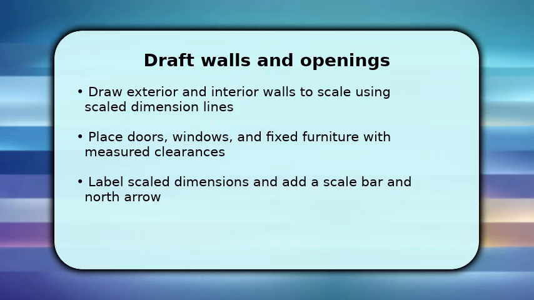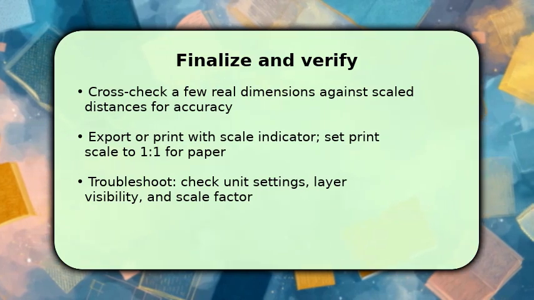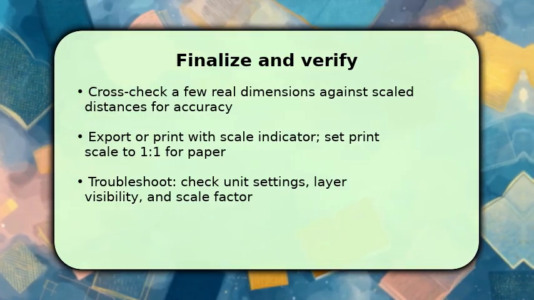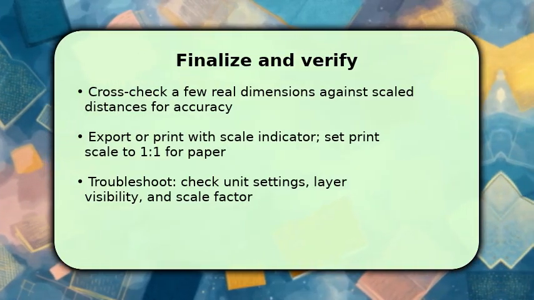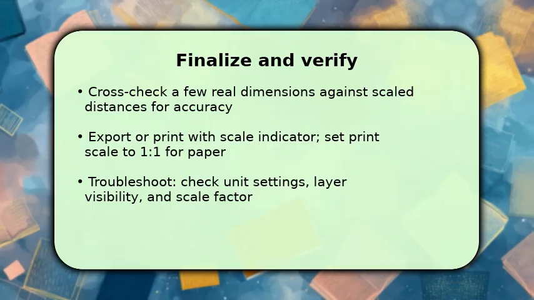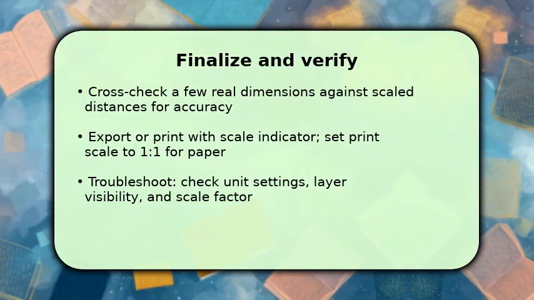If using layers, separate walls, fixtures, and notes so adjustments don't corrupt other elements during detailing. You finish by validating. Measure 3 random features on the plan and convert back to real size to confirm the scale factor held throughout. Then set export or print settings so the plan prints at 1:1 with the scale bar intact. This guarantees anyone reading the sheet interprets dimensions correctly.